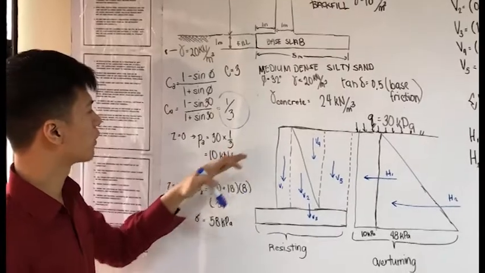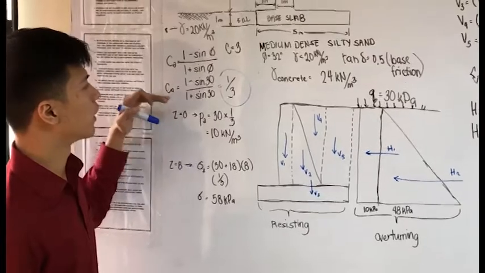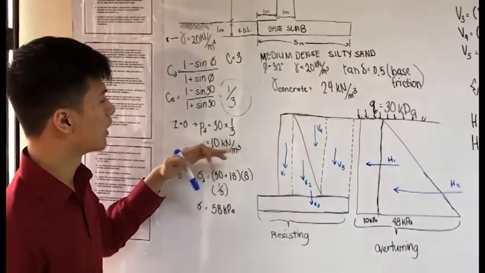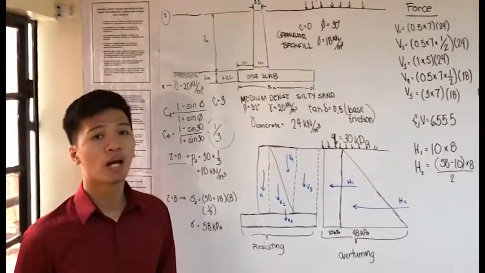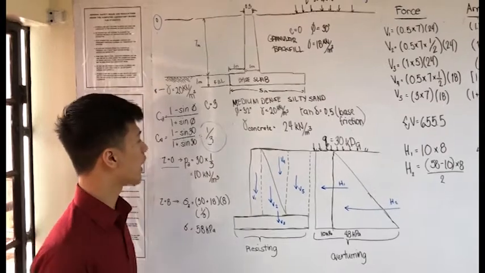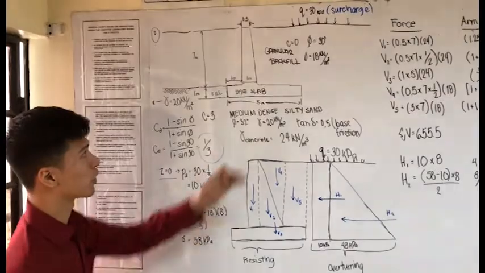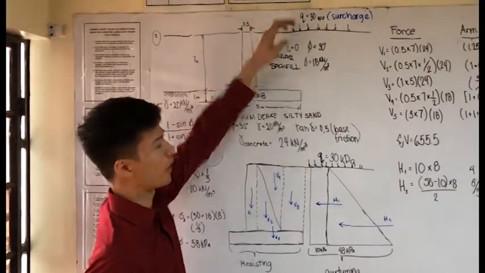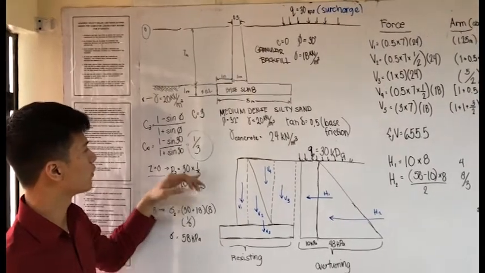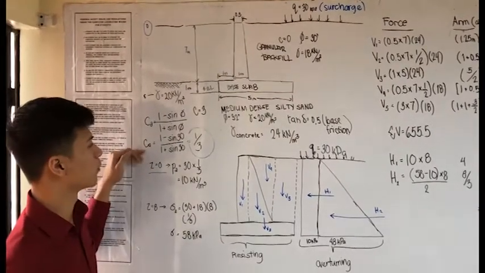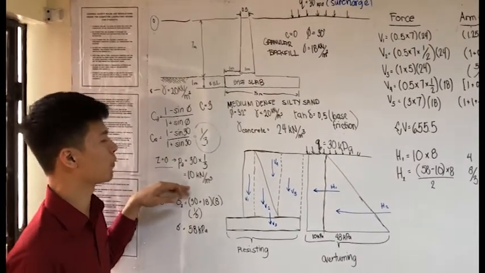Once we get the value of 1/3, we will now compute the active soil pressure, which is equal to the coefficient times gamma times the height at which the soil pressure will start. First, we compute the active soil pressure from the surcharge, where Q is 30 kPa. We take 30 kPa times 1/3, which is the coefficient, and we get a value of 10 kPa.